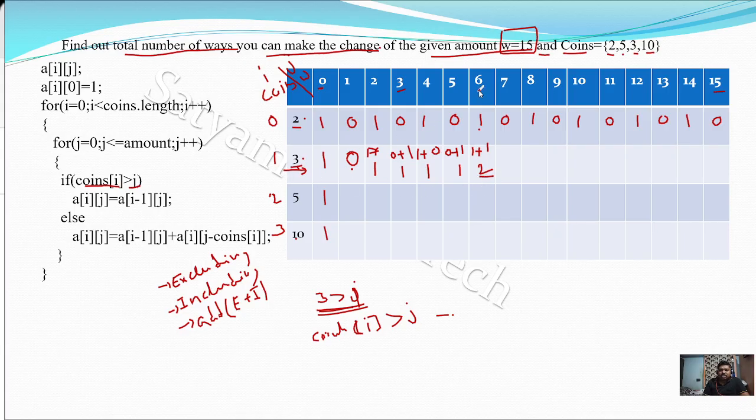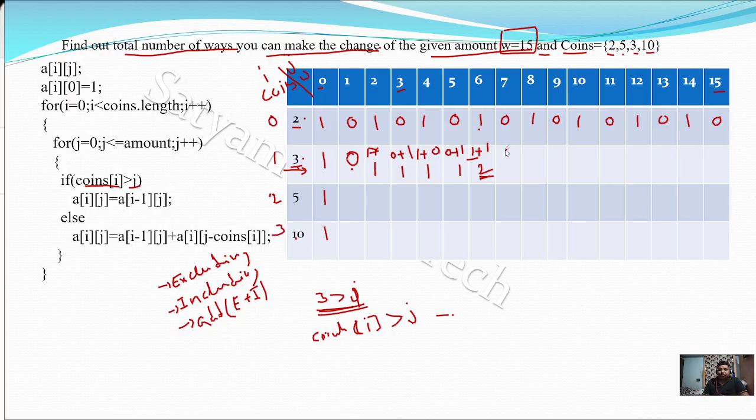Here it is 6. So you can take three 2s, that is 6, that is one way. Or you can take two 3 rupee coins, that is 6, that is one way. So that's why there are two ways to make this 6.